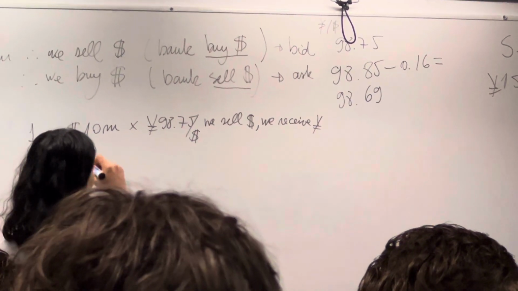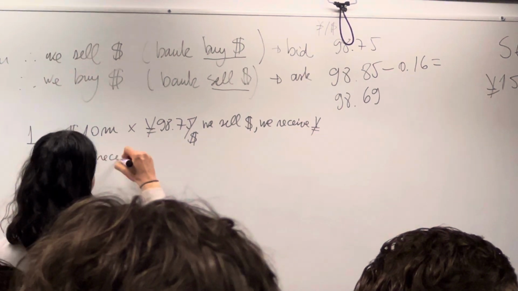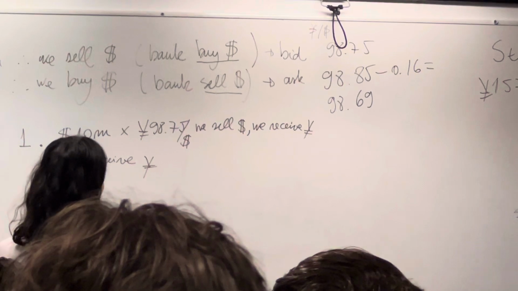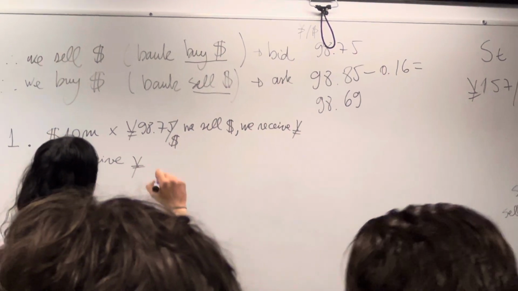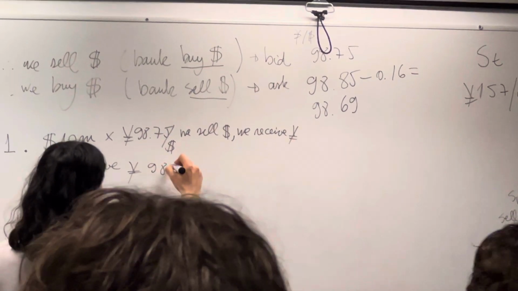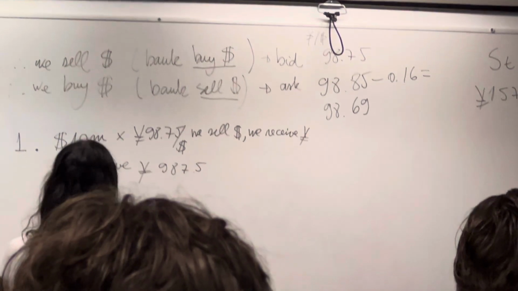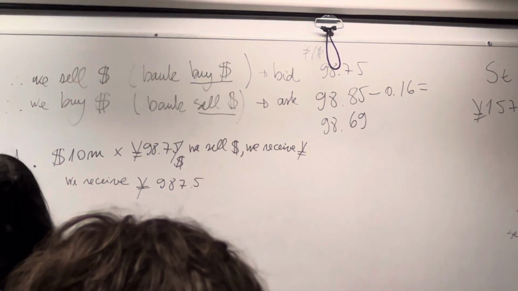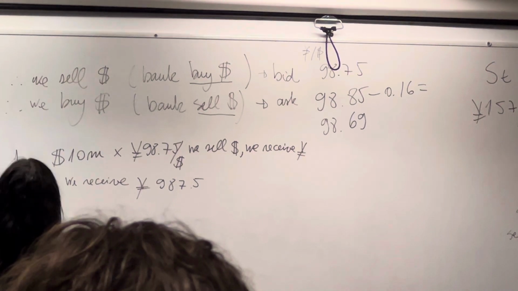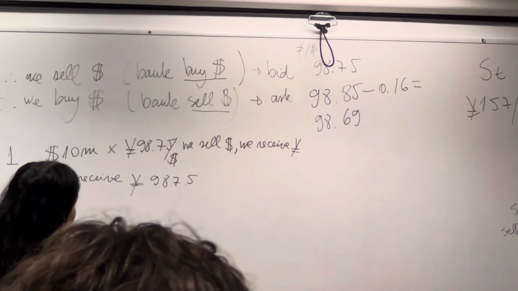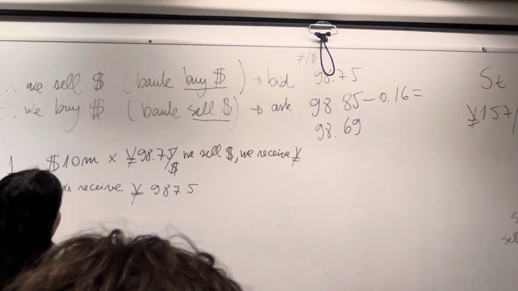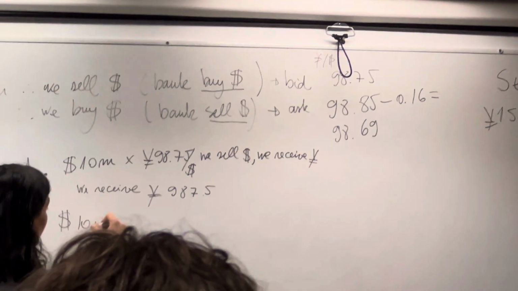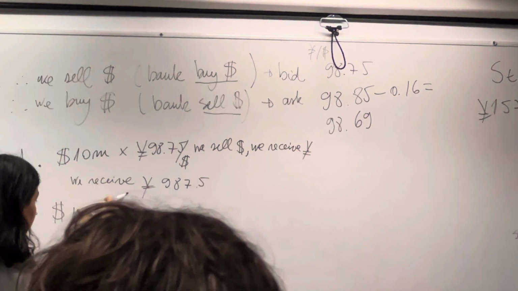So we receive this amount of yen. How much is it? Multiplying 98.75 by 10 million. And then the second leg, we swap back into dollars. So we buy dollars. We buy the same amount, the notional amount, because this is the agreement. This is how the swap works.